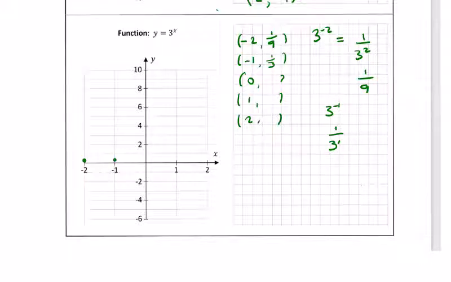It climbs very gradually. Then anything to the power of 0 is equal to 1, so 3 to the power of x goes through 0, 1. 3 to the power of 1 is 3. So 1, 3. And 3 to the power of 2 is 9, 2, 9. So you can see exponential growth grows quite quickly and comes back down and never touches the x-axis. It will veer towards it, called an asymptote. So this is your graph of 3 to the power of x.